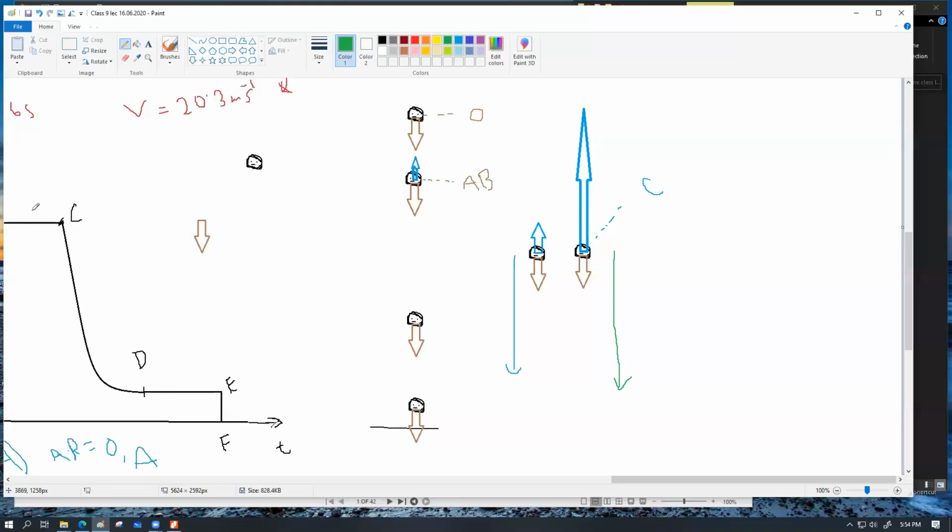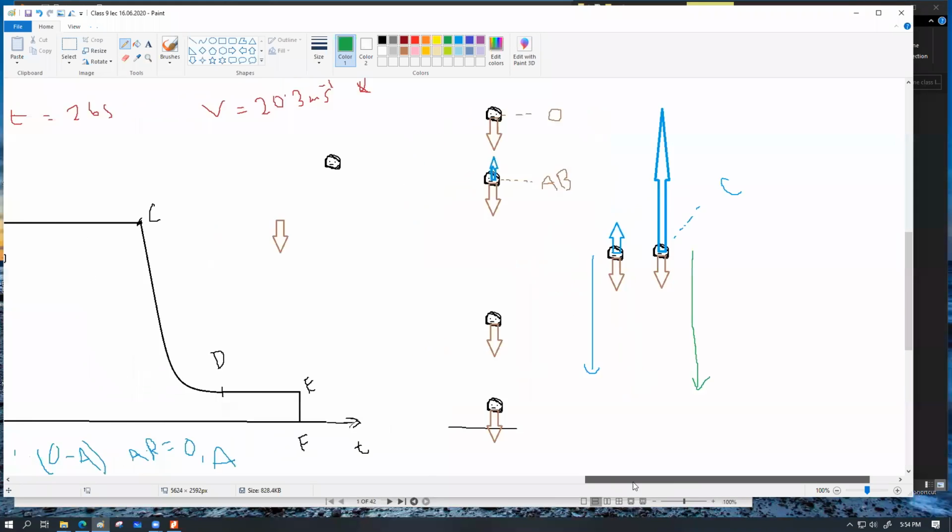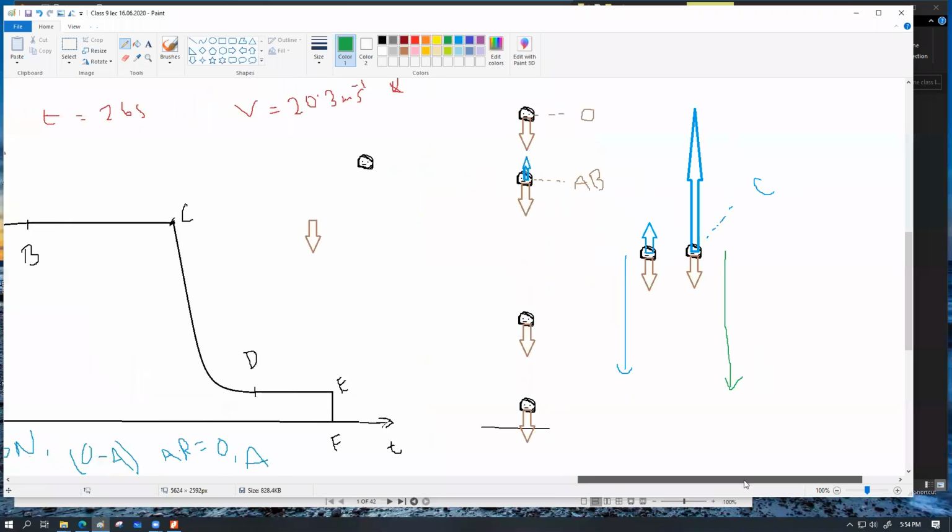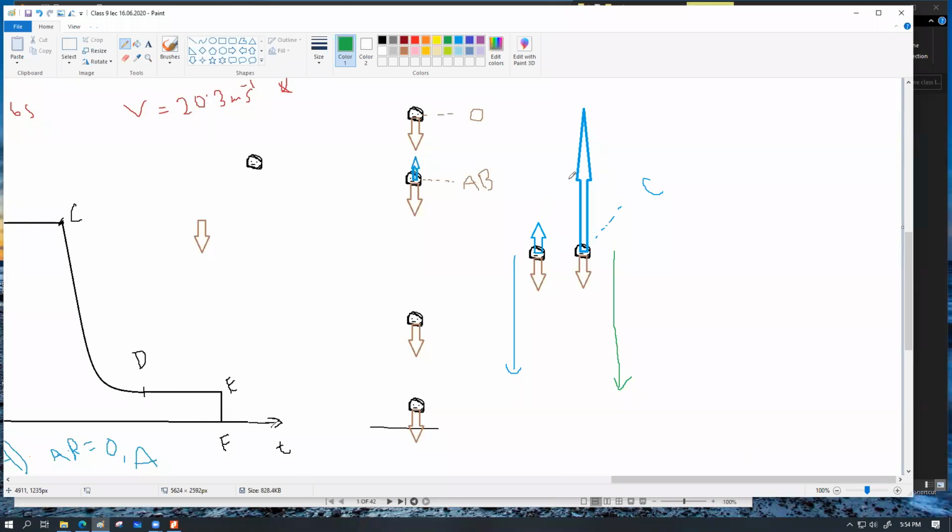So let's say when the person was falling from B to C, they had a really high speed, and when the parachute got open, they suddenly have a very large backward force. So now the person is going to decelerate as they are falling downwards. So this entire graph represents the person still falling downwards, but now they are slowing down. So this downward velocity is going to slowly slow down.